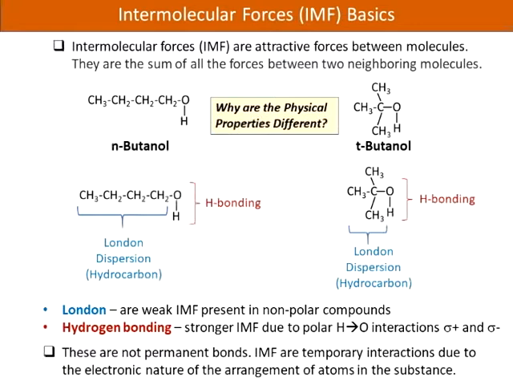So, in normal butanol and T-butanol, we have London dispersion forces acting in both these isomers. We also have hydrogen bonding in both isomers. The hydrogen bonding is due to the OH functionality in both molecules, with the direction of the dipole being in the direction of the oxygen. Therefore, we have a partial positive hydrogen and a partial negative oxygen in both molecules.